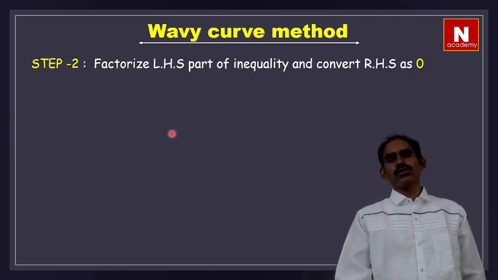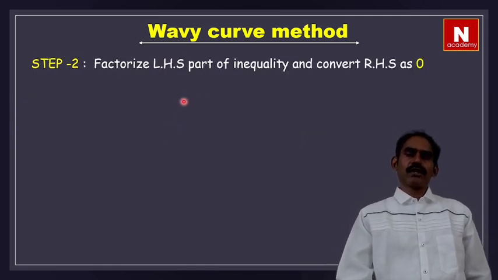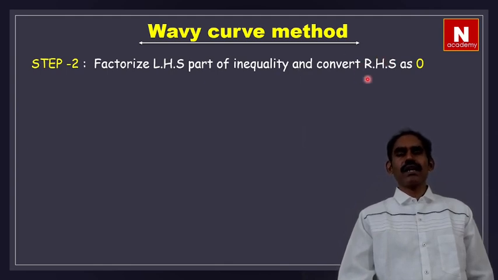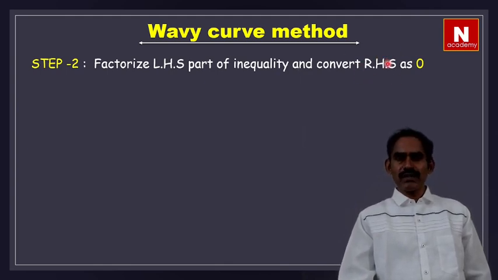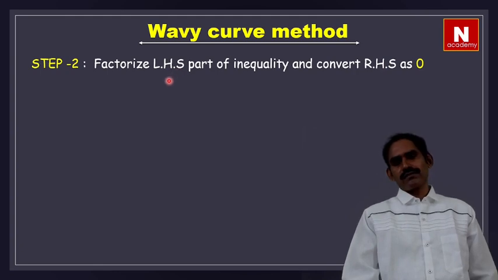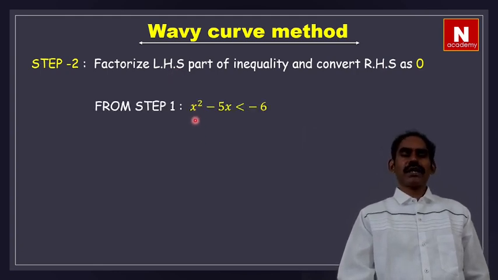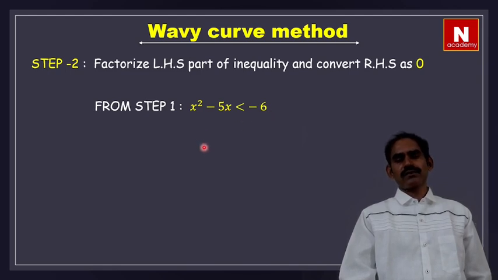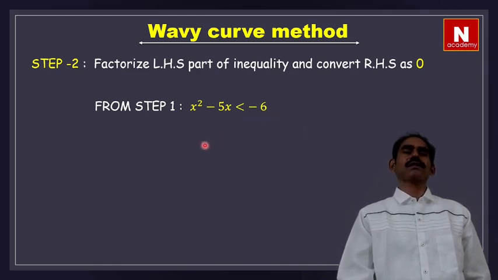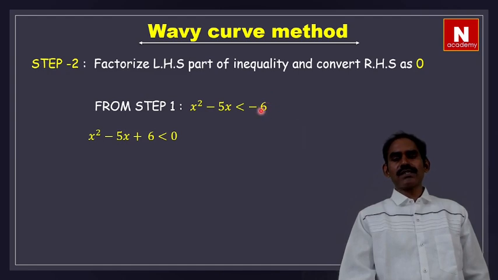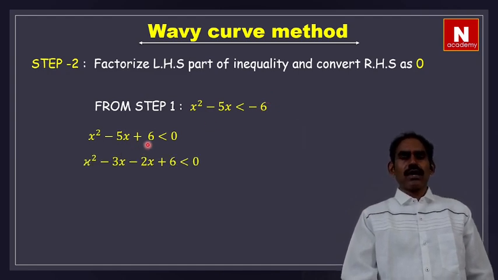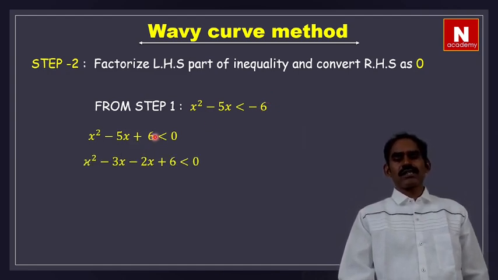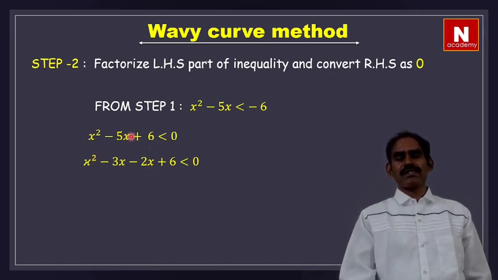Now, step 2. In this step, make the RHS 0 first, and after that factorize the LHS. From step 1, we got x square minus 5x less than minus 6. Now write minus 6 on the LHS side. See, minus 6 becomes plus 6. Now factorize. The factors of 6 here are minus 3x, minus 2x, so plus 6 is there.